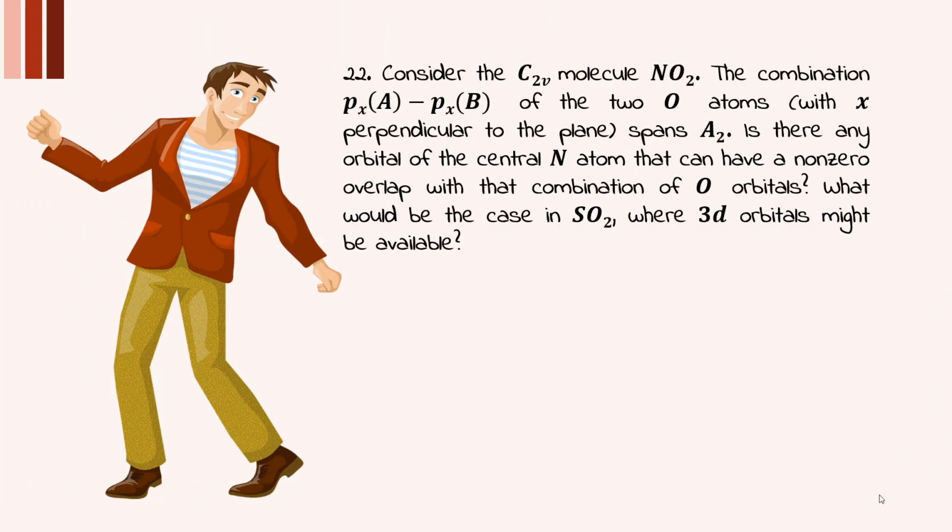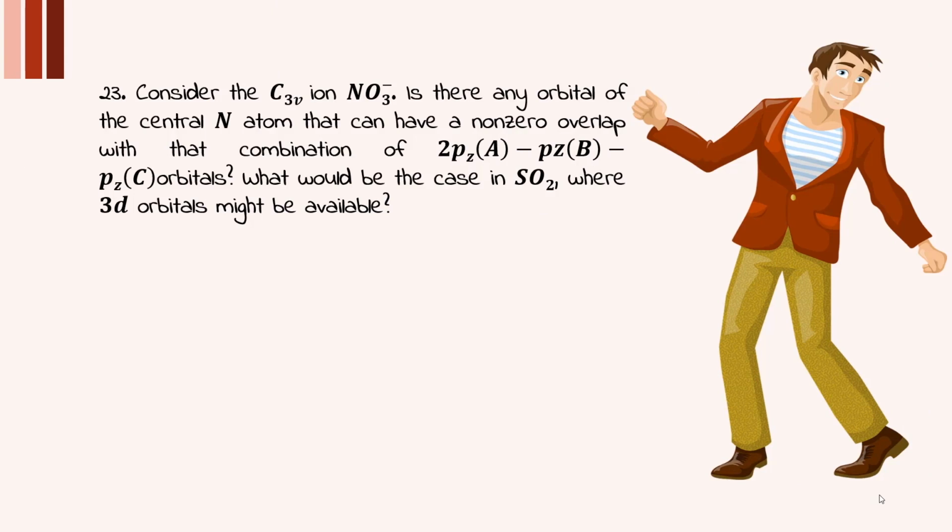And now consider the case of a C2v molecule. That's the example of NO2. The combination of p_x orbitals of the two oxygen atoms with x perpendicular to the plane transforms as A2. Is there any orbital of the central atom N that can have a non-zero overlap with the combination of O orbitals? What would be the case in SO2 where 3d orbitals might be available? That is a very interesting thing. Go ahead and find it for yourself. The same is the case with the nitrate ion, that is a D3h typical planar structure, with 2p_z a, 2p_z b, and 2p_z c. Or what would be the case in SO2 where the 3d orbitals might also be involved? Now you can see, examine yourself.